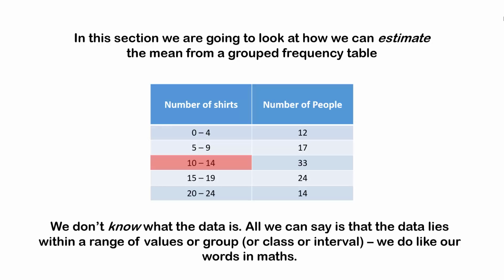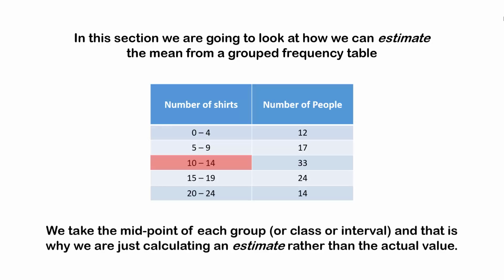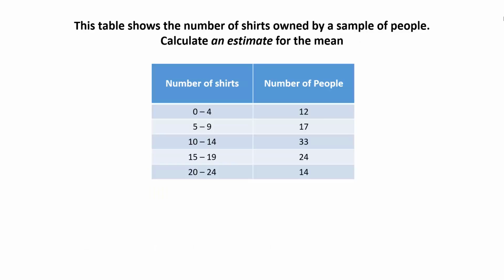Now we do like our words in maths, don't we? So what we're going to do is take the midpoint of each group. And that's why we say this is an estimate, because we don't know what the data is. We're estimating that it'll kind of work out okay in the end if we call it the midpoint of 10 and 14. Best understood by looking at an example.